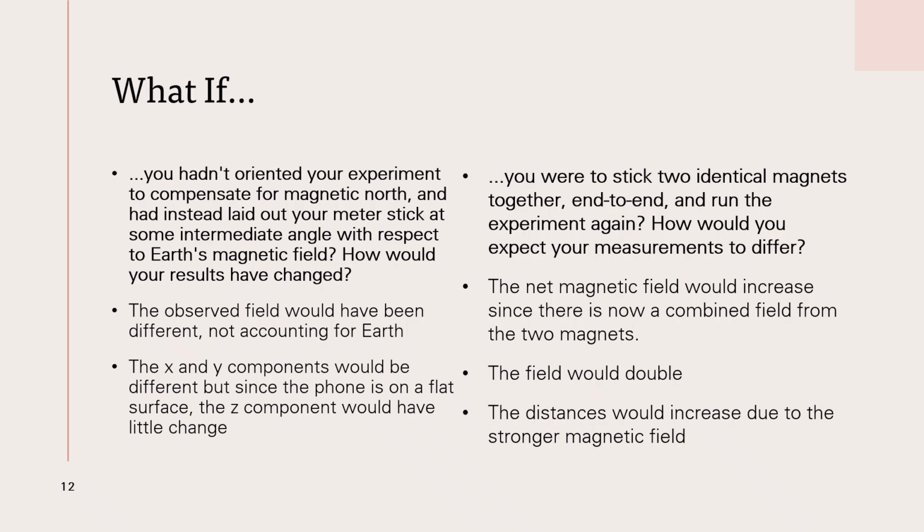What if you hadn't oriented your experiment to compensate for magnetic north? The observed field would have been different, not accounting for Earth. The x and y components would have been different, but since the phone is on a flat surface, the z component would have little change.